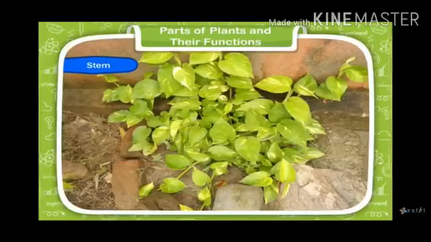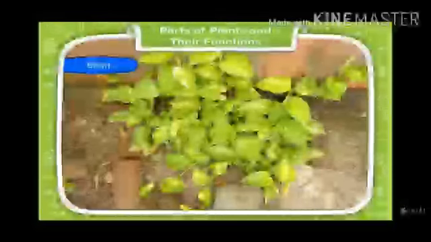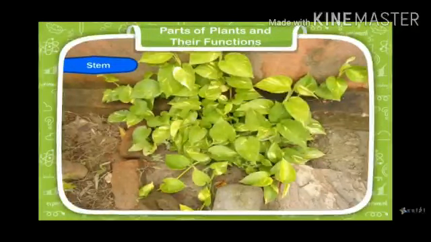Some stems are very soft and they cannot stand erect. They grow on the ground. They need some support to grow upright. And these plants are called creepers.